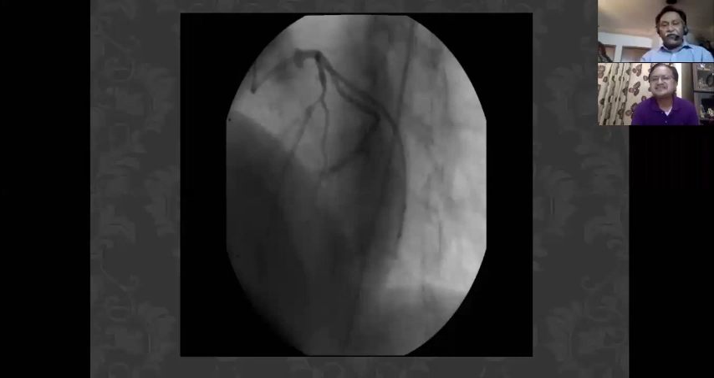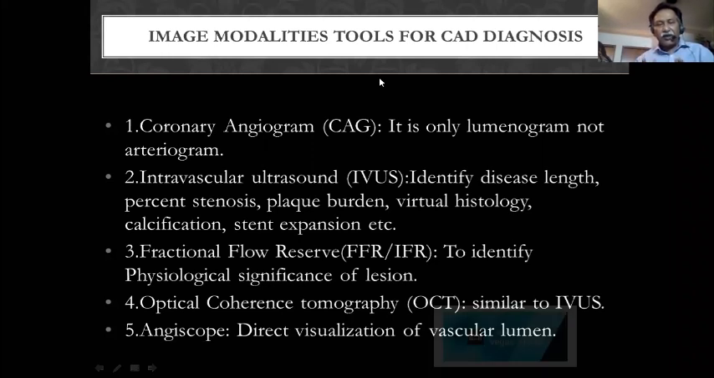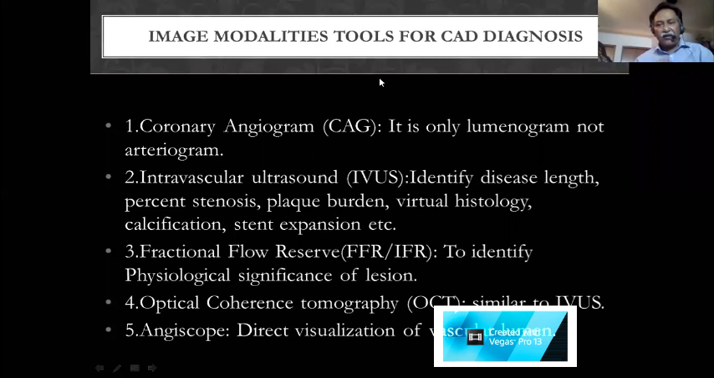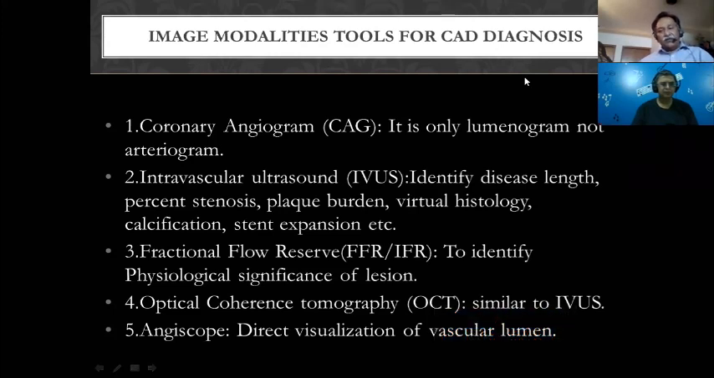Number one is the coronary angiogram, as you know, but it is a luminogram. It's not truly an arteriogram. You are seeing the lumen. There are other modalities like intravascular ultrasound, which actually gives information about the length of the disease, percentage stenosis, plaque burden, then virtual histology, calcification, and sometimes stent expansion and stent position.